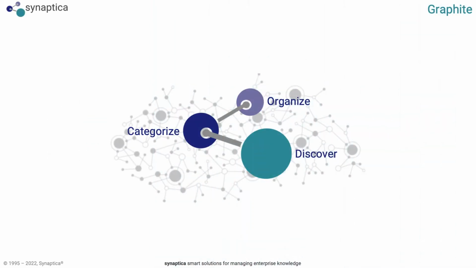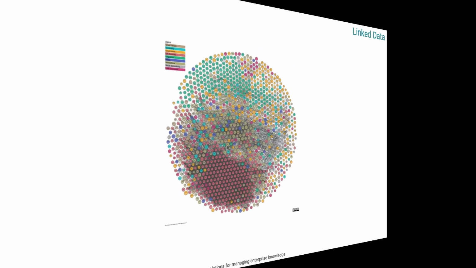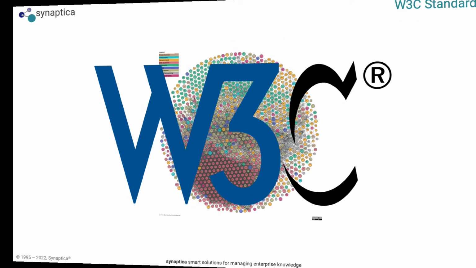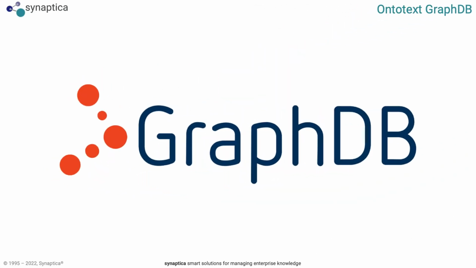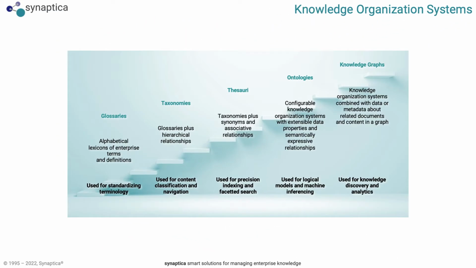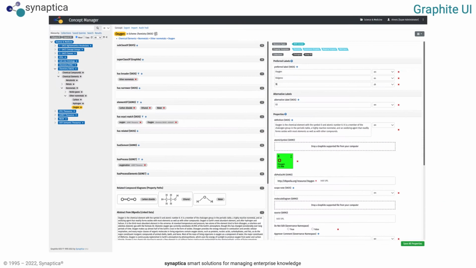Graphite KOS is Synaptica's software application for creating and curating knowledge organization systems, KOS, based on linked data and semantic web standards. KOS created in Graphite are stored in the backend RDF graph database, or triple store, OntoText GraphDB. With Graphite, you can quickly design, build, and manage enterprise knowledge organization systems using an intuitive graphical user interface.